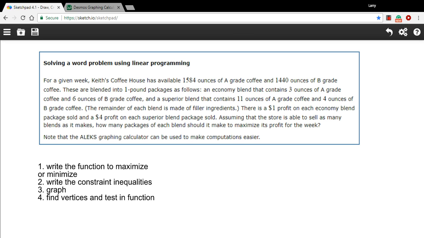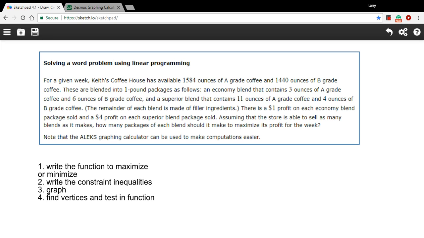Okay, so they're making different mixtures. The superior blend has more of the grade A, the economy blend has less of the grade A. Then it says there is a $1 profit on each economy blend package sold and a $4 profit on each superior blend package sold. So that's the information we're going to use to make our profit function. And then it says, assuming that the store is able to sell as many blends as it makes, how many packages of each blend should it make to maximize its profit for the week?